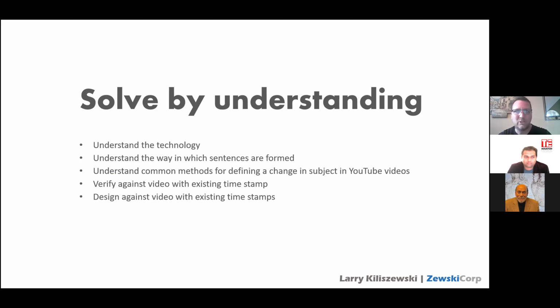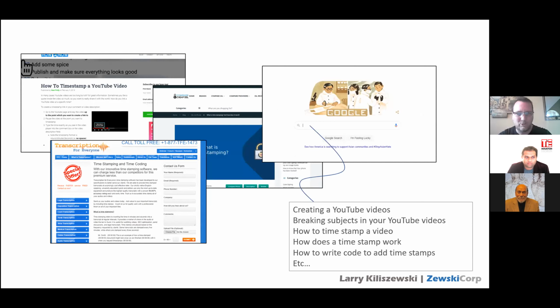So just kind of understanding in general, what are you up against, what's out there, how does it work? And there's just a ton of stuff that can be done on Google, of course. There's so much information on the internet. So just going into Google or one of the search engines and typing in things like creating YouTube videos, breaking subjects in your videos, how to find a timestamp, how to code for a timestamp, you could probably find lots of information to help you kind of define how you plan on approaching and solving the problem.